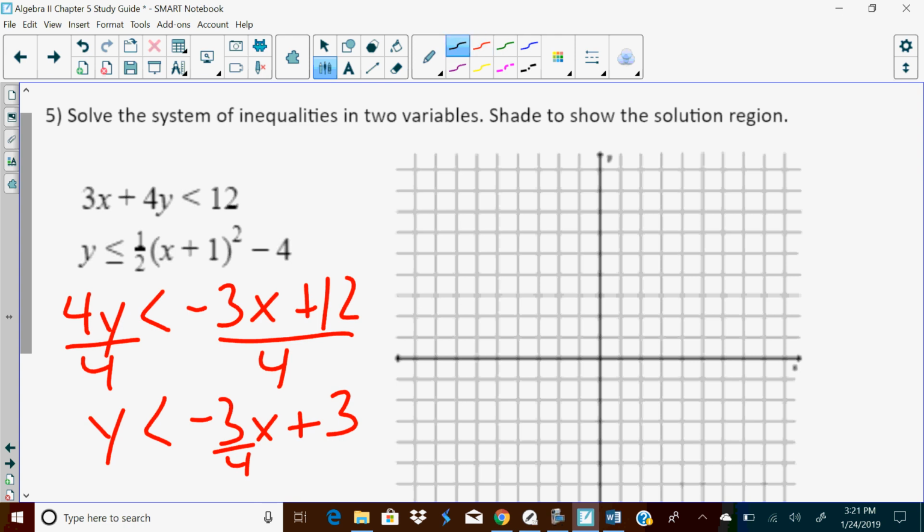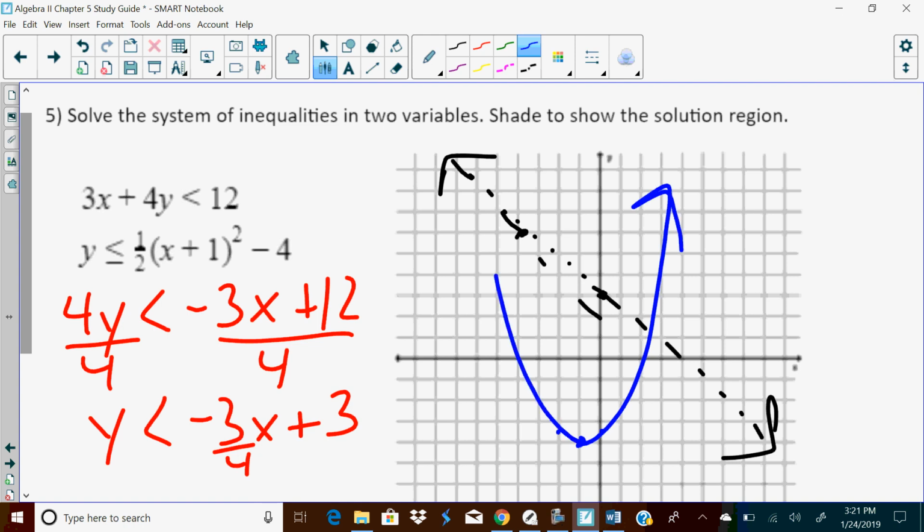So I started at positive 3. And it's going to be a dotted line because it's less than, not equal to. The second one is a parabola with a vertex of -1, -4. And then I just plotted a couple more points for it. And it's a solid line because it's less than or equal to.